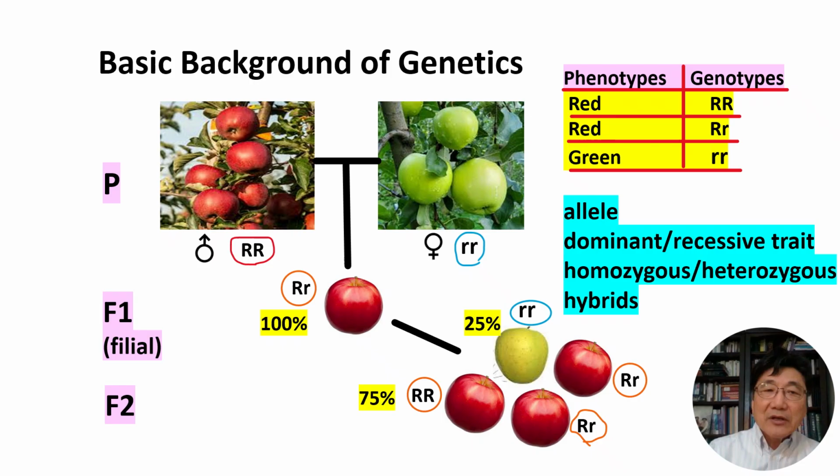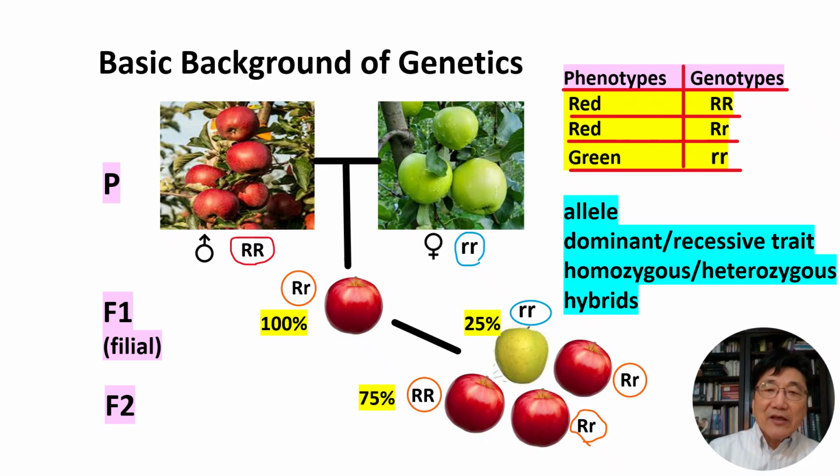The symbol R in uppercase represents red fruit color. However, the symbol for green fruit color, the recessive allele, is written as r in lowercase. And the genetic trait that is not visible in F1 but appears in F2 is the recessive allele. There are always two versions of every gene.